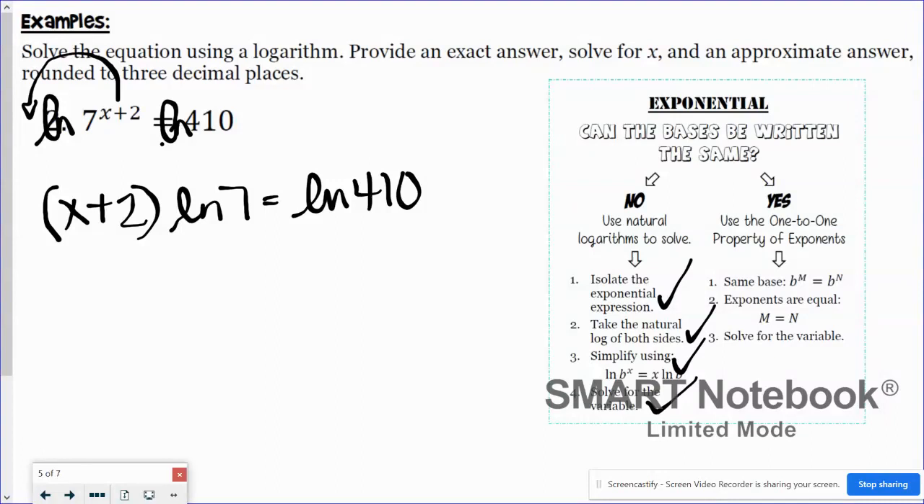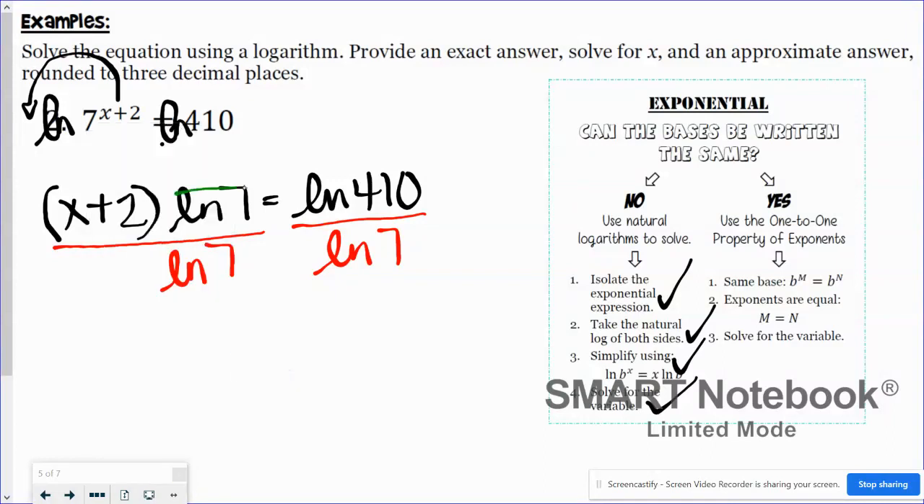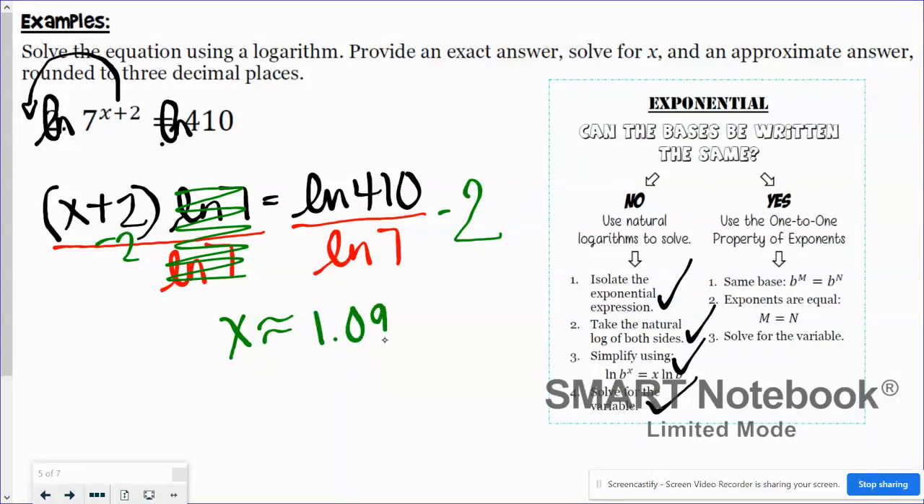In order to get x all by itself, I'm first going to want to do division, just like the previous problem. I'm going to want to divide both sides by the natural log of 7, because doing so is going to get x plus 2 all by itself, because these would cancel each other out. So now I have x plus 2 is equal to the natural log of 410 divided by the natural log of 7. So I'd want to then subtract 2 from both sides, and then I'll be ready to calculate. When I calculate, I end up with 1.092.